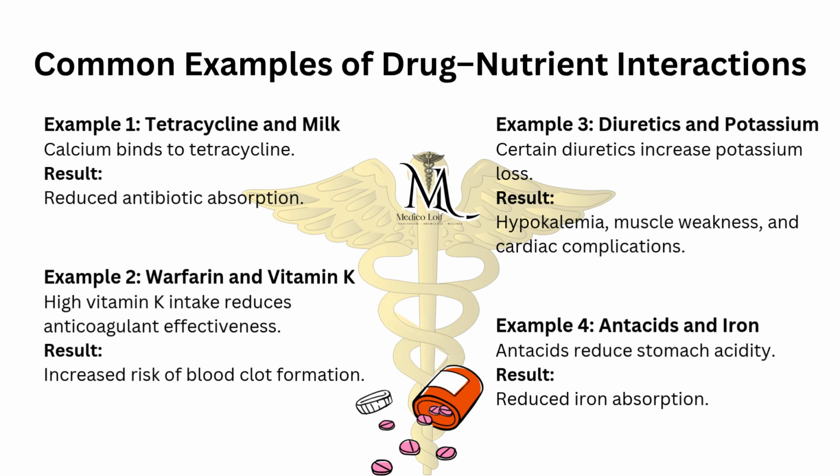Example 3. Diuretics and potassium. Certain diuretics increase potassium loss. Result: hypokalemia, muscle weakness, and cardiac complications. Example 4. Antacids and iron. Antacids reduce stomach acidity. Result: reduced iron absorption.